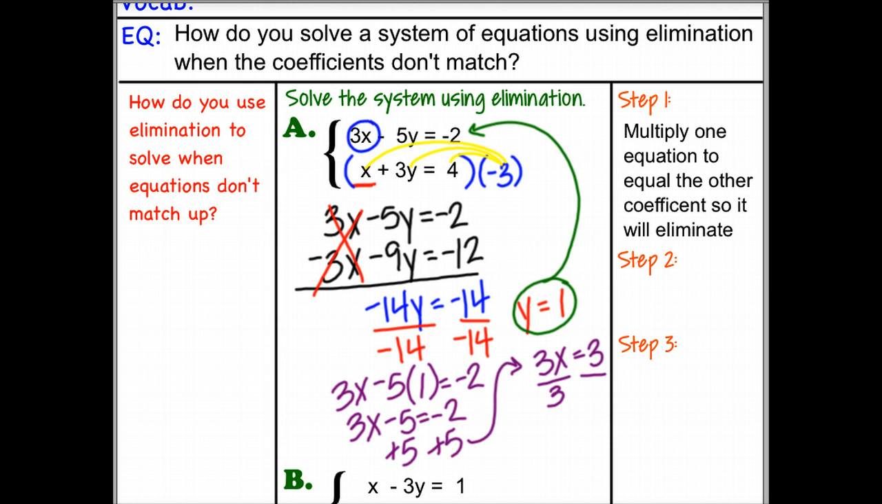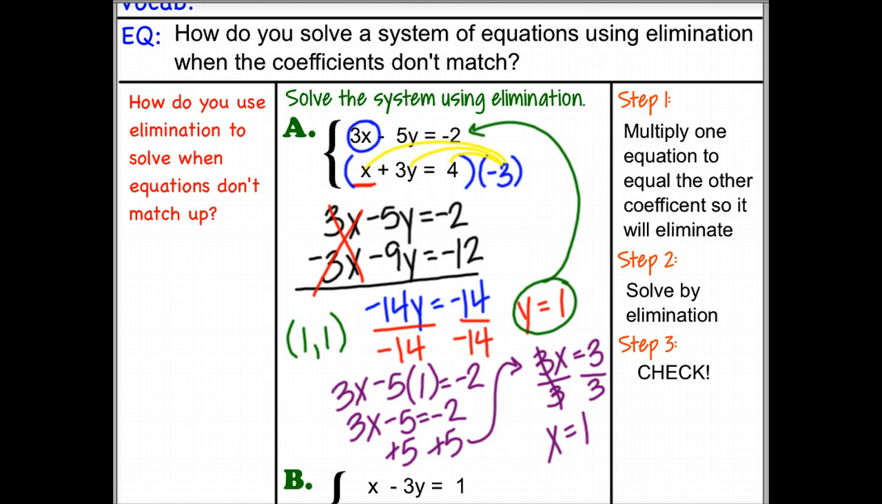Divide on both sides by 3, giving me x is equal to 1, which means that my ordered pair solution is 1, 1. So to summarize, before we go ahead and talk about the check, we're solving by elimination like we did yesterday, and finally we're checking it.